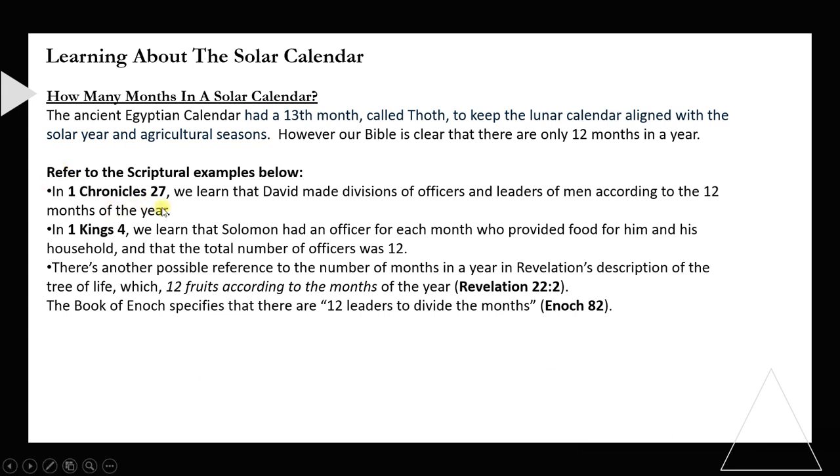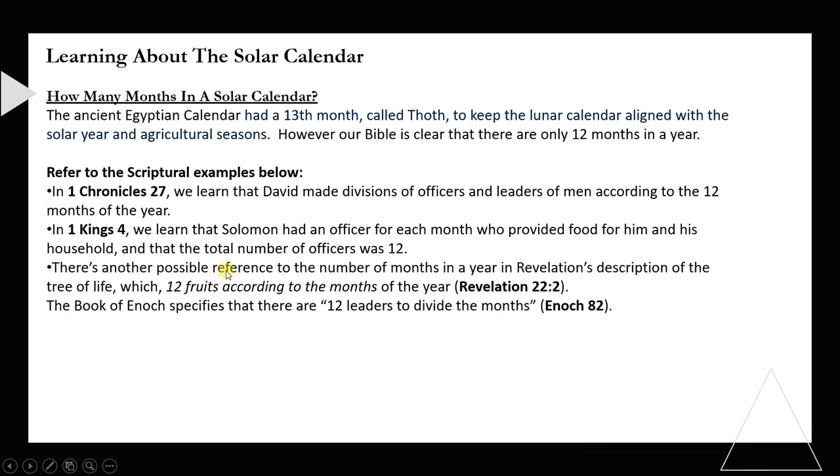1 Chronicles 27. We learn that David made divisions of officers and leaders, men, according to the 12 months of the year. In 1 Kings 4, we learn that Solomon had officers for each month who provided food for him and his household, and that the total number of officers was 12 officers for 12 months in a year.